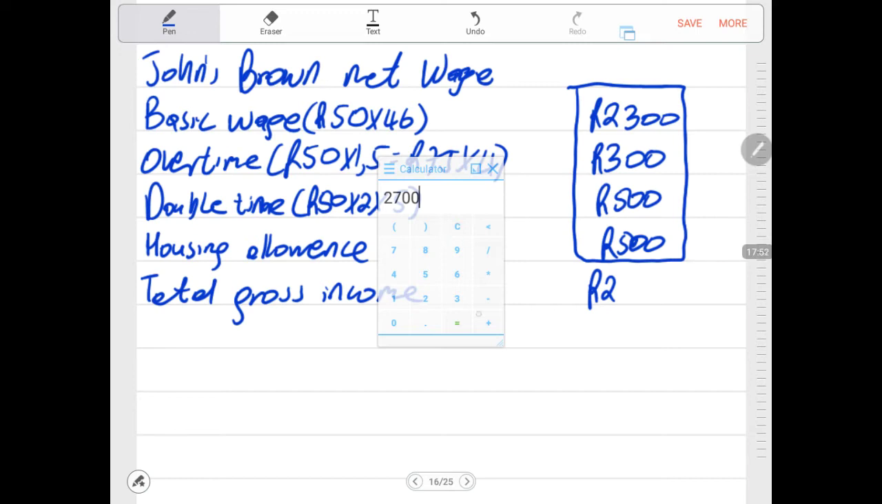Just verify that's not correct. We have 2300 plus 300 plus 500 plus 500. This is 3600 rands. Our gross income is 3600 rands. So now what do we need to deduct first?